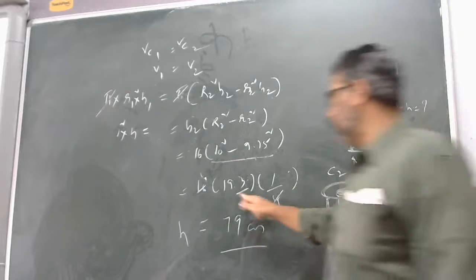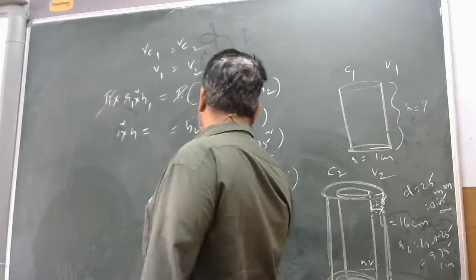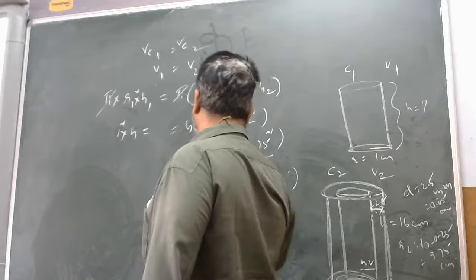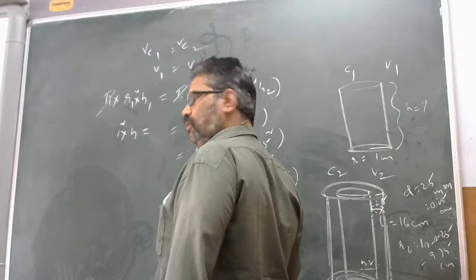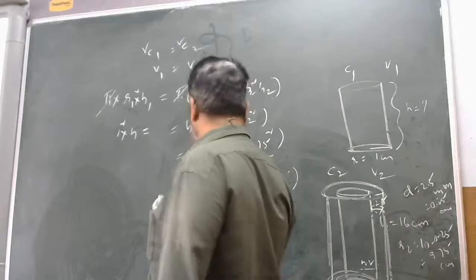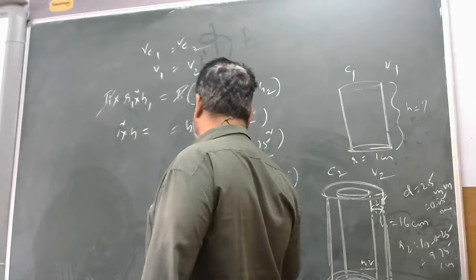Or you can write this as 79 by 4, a mixed fraction. 4 and 79 by 4, how much? The mixed fraction I can convert into improper, or not? Improper. And here 1 by 4. 1 by 4, 4 and 4 cancel, or this 4 and 16 cancel, only 79 remains. Anyway you can do it.